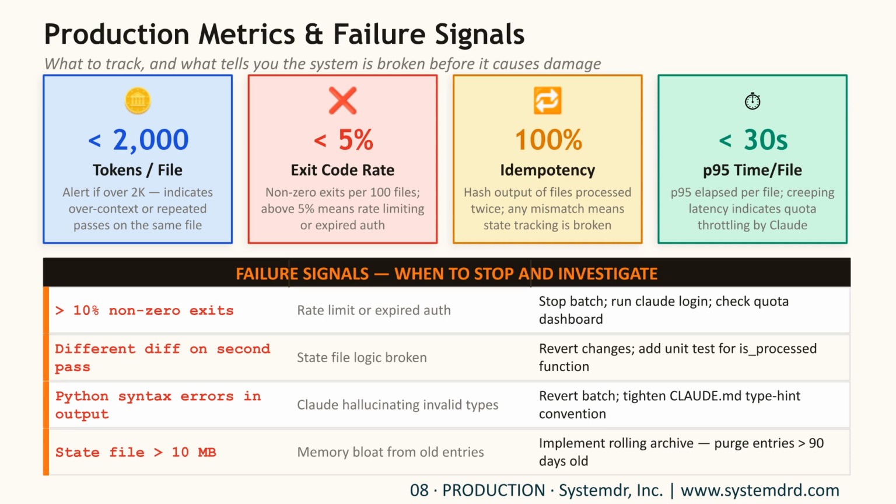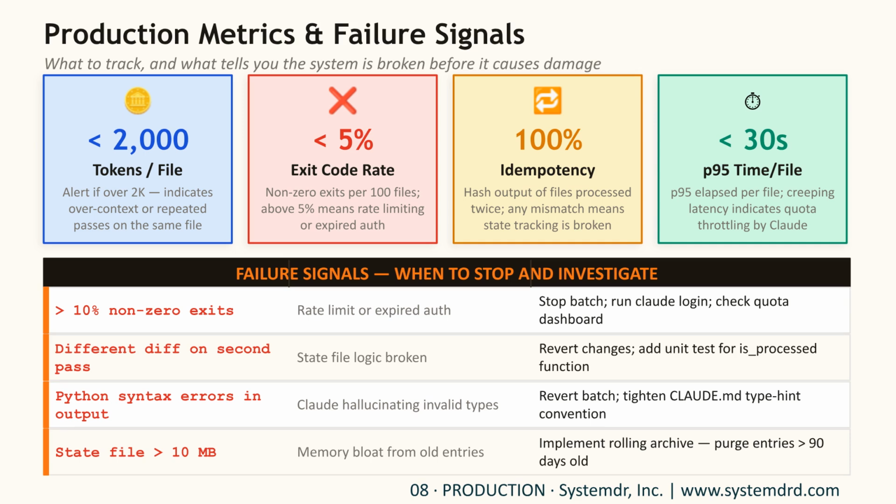Run the batch processor twice on the same commit. The second run should produce 0 Claude API calls and 0 file modifications. If it produces even 1, your state tracking has a bug. This is your correctness invariant. If it breaks, everything else is unreliable.